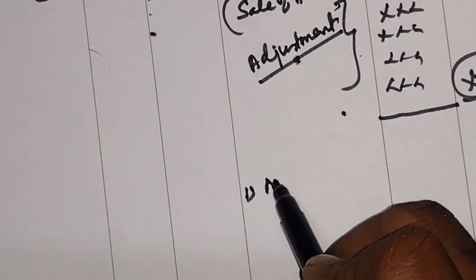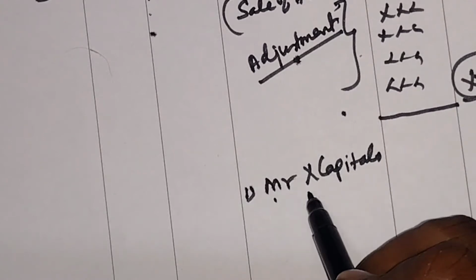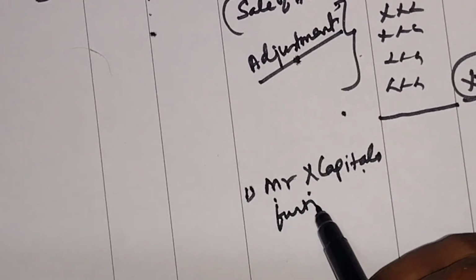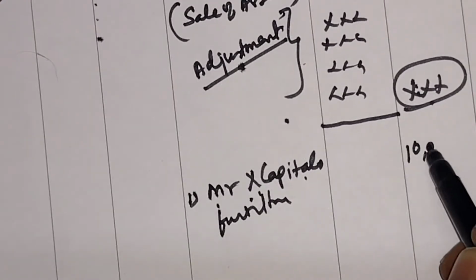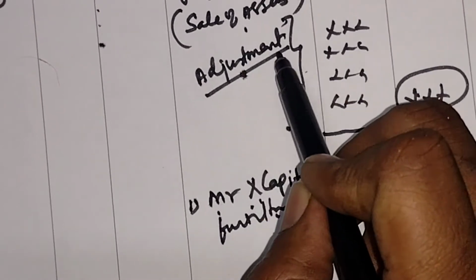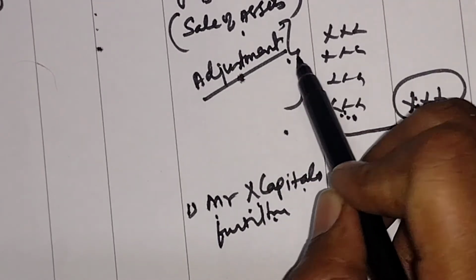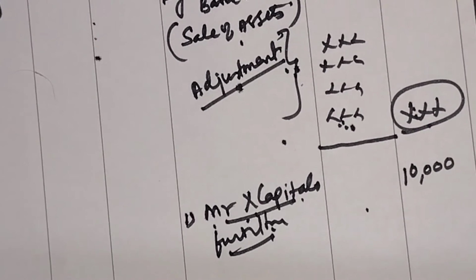And sometimes some assets will not be sold, but are taken over by the partners. For example, Mr. X has taken over furniture, which means Mr. X's capital should be debited. For example, 10,000 worth of furniture is taken over. When an asset is sold for cash, it will appear in the cash account in the third stage. Since this is not sold, it will be transferred to the partner's capital account.